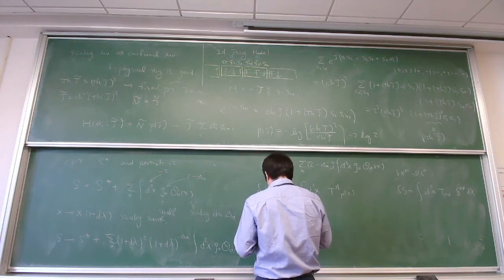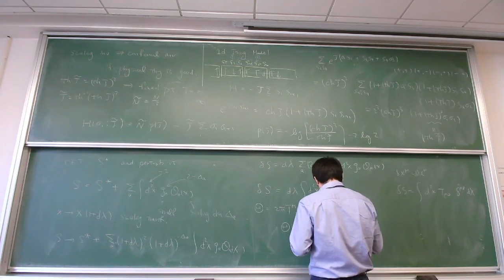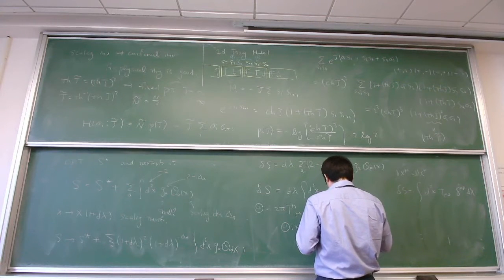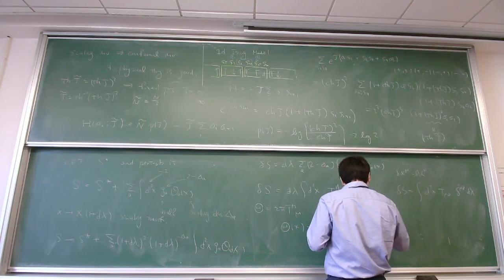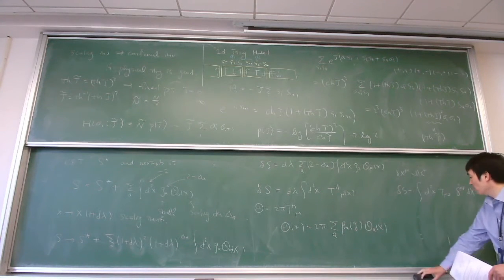Set over x can be written as 2 pi. Yeah, as you already noticed, as we move to the end of lecture, I make a lot of mistakes, so be careful.